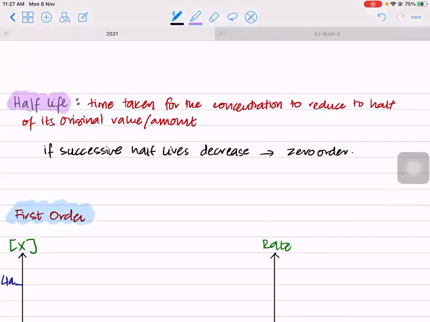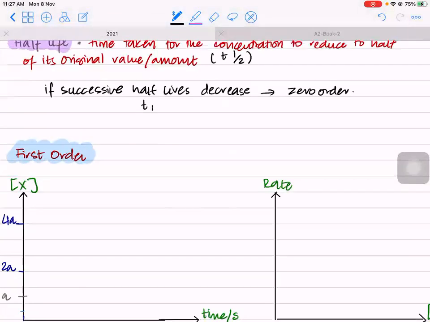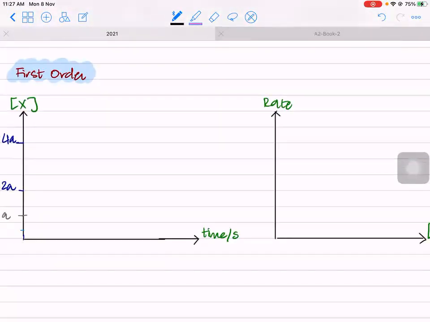We can represent half-life, by the way, by T half. It is the time taken for the concentration to reduce to half of its original amount. Clear? And you can see in zero order, T1 is greater than T2, which is greater than T3. Clear? Now let's see the graph for first order. Again, we will have two types of graphs. We will have rate against concentration, and we will have concentration against time.